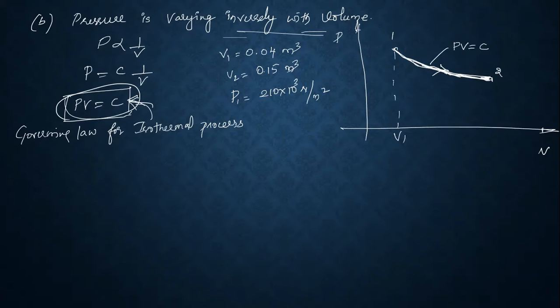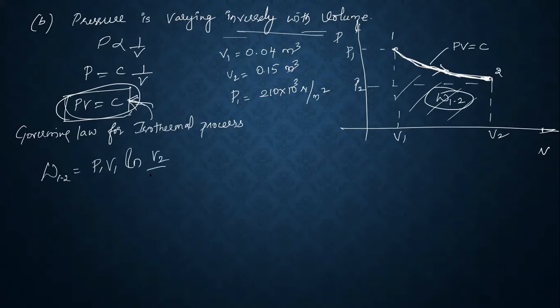Corresponding volume here is V1, and corresponding volume here is V2. Area below the curve is work done. Corresponding pressure is P1, we know 210. But in the previous problem, P1 is equal to P2, that is constant pressure. But here, P2, I don't know. But since it is an isothermal process, you know the work done is P1 V1 ln V2 by V1. Is this data sufficient to calculate the work done? Let us check. P1 is known, V1 is known, V2 is also known. No need to calculate the final pressure.